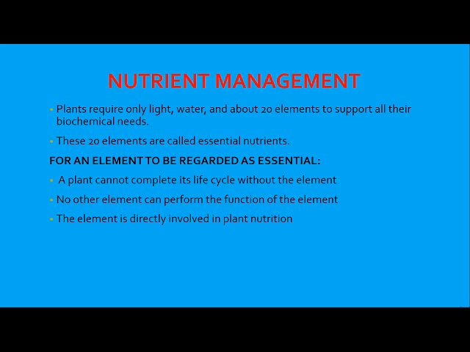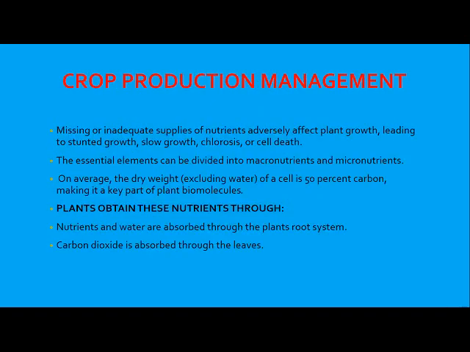For example, children, vitamin A is very much required for the proper functioning of our eyes. Now, whatever function is done by vitamin A cannot be replaced by any other vitamin. Same way, which are essential minerals? Those minerals which cannot be replaced by others, and they play a very important role in the biological and chemical cycle of the plant.